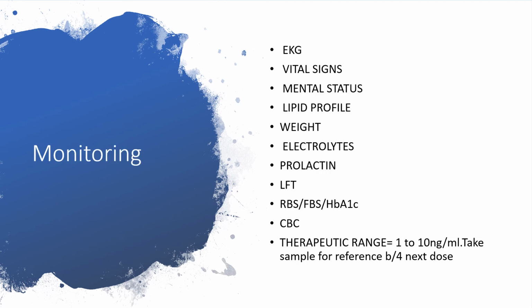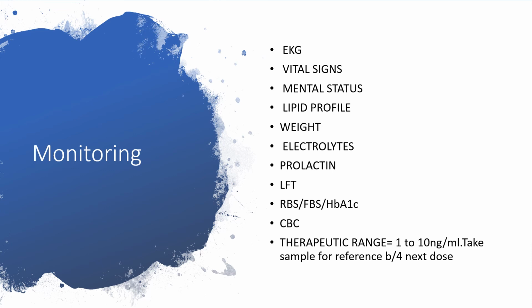Monitoring. First thing first, get EKG and follow up with vital signs, mental status, lipid profile. Remember, the weight will be affected, right? So weight, electrolytes, prolactin because of the probability of hyperprolactinemia. Liver function test, remember I just mentioned the abnormal liver function test. Random blood sugar, fasting blood sugar, hemoglobin A1C because there's likelihood of hyperglycemia.